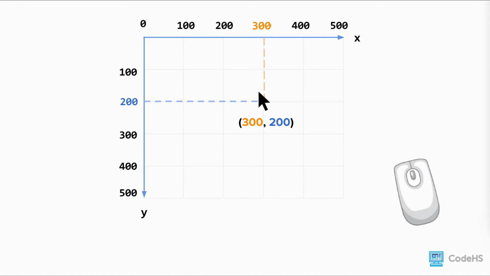P5.js can detect the x and y coordinate of the cursor relative to the origin of the canvas. It stores them in two variables, mouseX and mouseY. mouseX contains the current x coordinate, or the horizontal position of the cursor. mouseY contains the current y coordinate, or vertical position of the cursor.